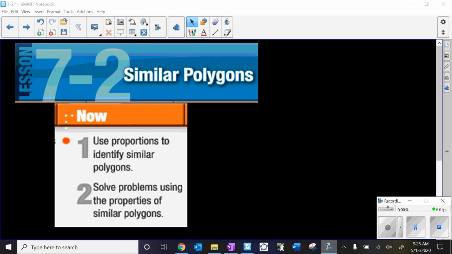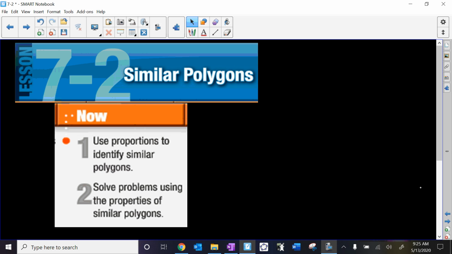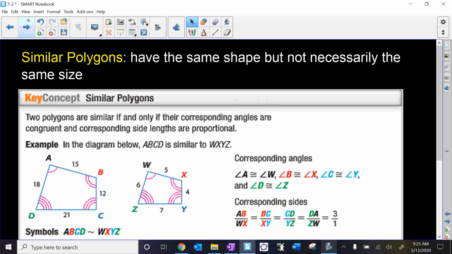Now that we know what ratios and proportions are, we can use those in similar polygons. So we're going to look at proportions to identify similar polygons, and then we'll do some basic problem solving for similar polygons as well. First off, what are similar polygons? We're going to say that similar polygons have the same shape, but not necessarily the same size.